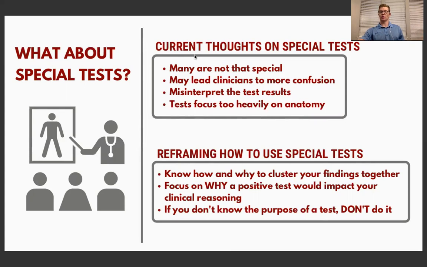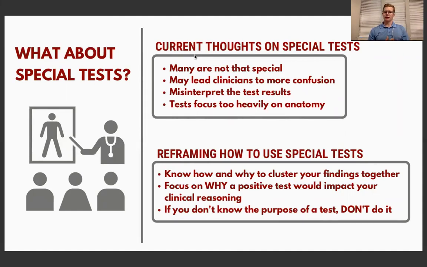But if you cluster that test, let's say with the painful arc and the pain with the infraspinatus manual muscle test, all of a sudden that cluster of findings brings your 1.5 up to close to 11 on a positive likelihood ratio, which is actually a significant shift. So many individual tests are not that special.